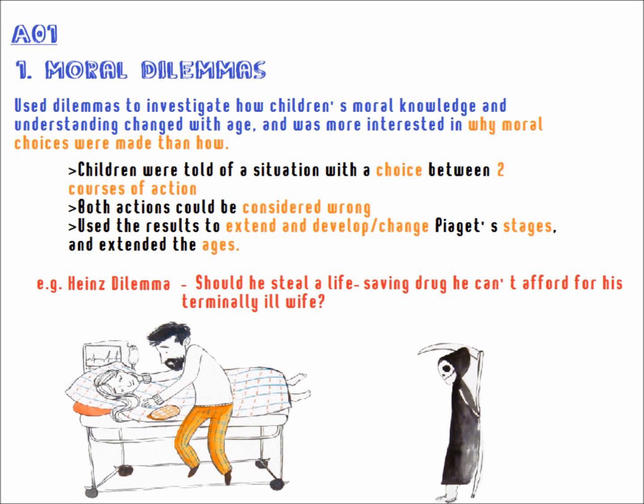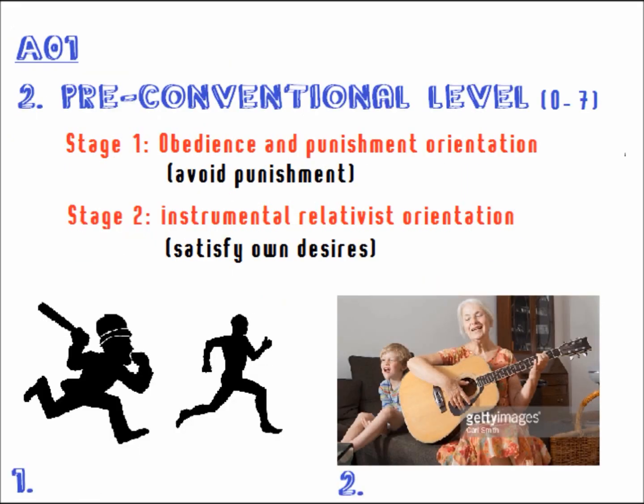For example, the Heinz dilemma. Should Heinz steal a life-saving drug he can't afford for his terminally ill wife? Kohlberg's stages. Level 1, pre-conventional level, 0 to 7 years. Stage 1, obedience and punishment orientation. Morality is motivated by a need to avoid punishment. Stage 2, instrumental relativist orientation. Morality is motivated by a need to satisfy your own desires.